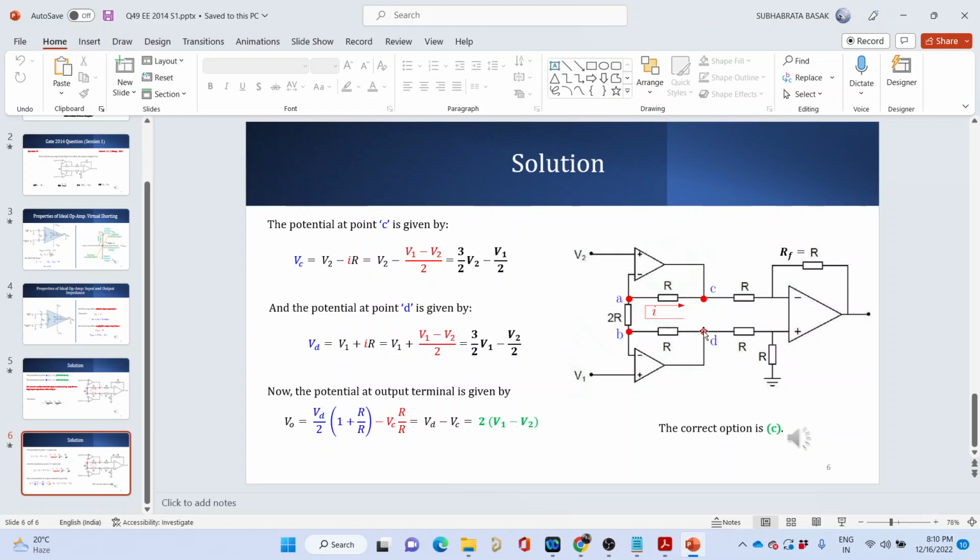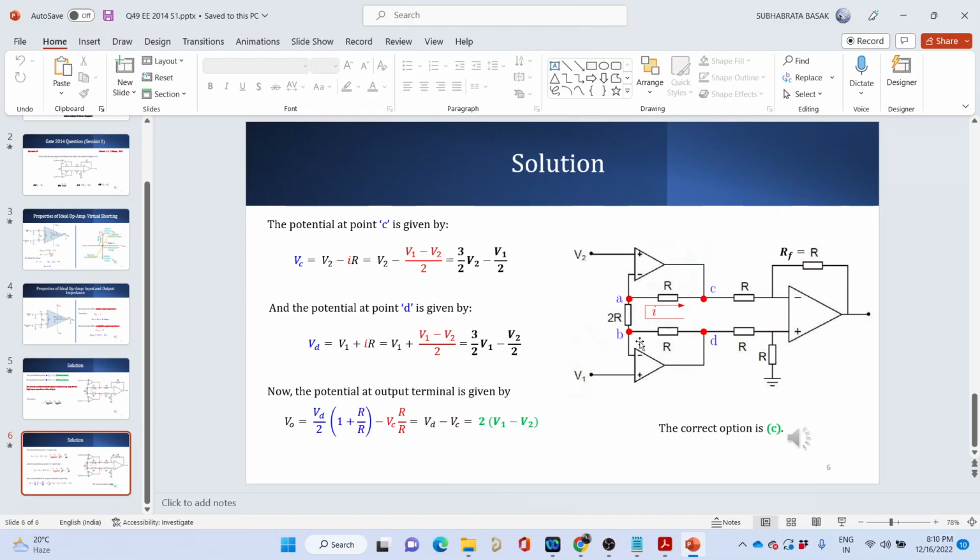If I know the potential at this point and I know there is no current flowing into the device, this is acting as a potential divider. The potential at this point would be Vd by 2. Do you agree with me? Yes, sir. So if it is Vd by 2, the output voltage only for the potential Vd would be 1 plus Rf, that is R over here, divided by this resistance, that is R. So 1 plus R by R, that is 2 into Vd by 2. So it is only Vd. Correct? Agree with me?